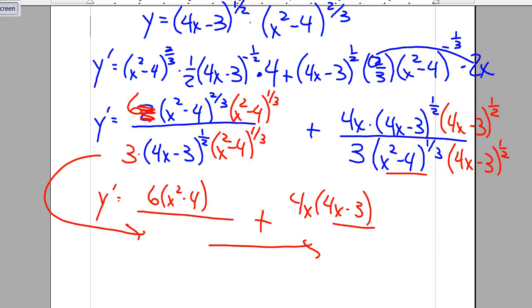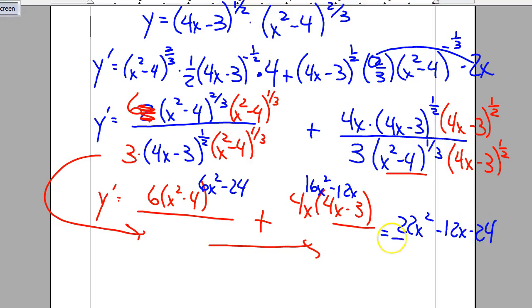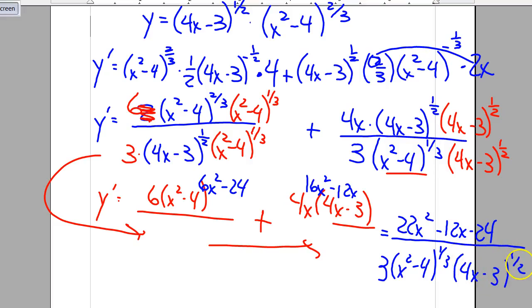You're going to distribute, so this will give you 6x squared minus 24. This will give you 16x squared minus 12x. So you're going to end up with 22x squared minus 12x minus 24 over all that stuff from before. That's your answer. Hopefully I got it. Did you guys get that?